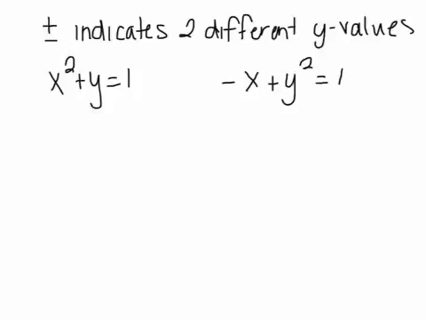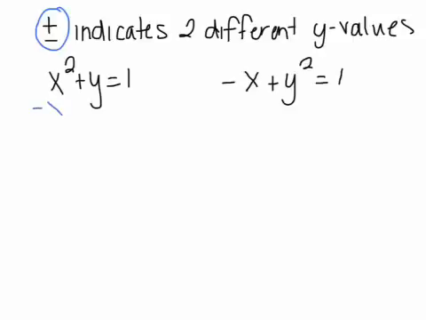When we're proving if something's a function algebraically, the first thing we're going to do is solve for y. When I isolate y and I have a plus and a minus, that indicates there's going to be two different y values when I plug in an x. So let me show you two examples.